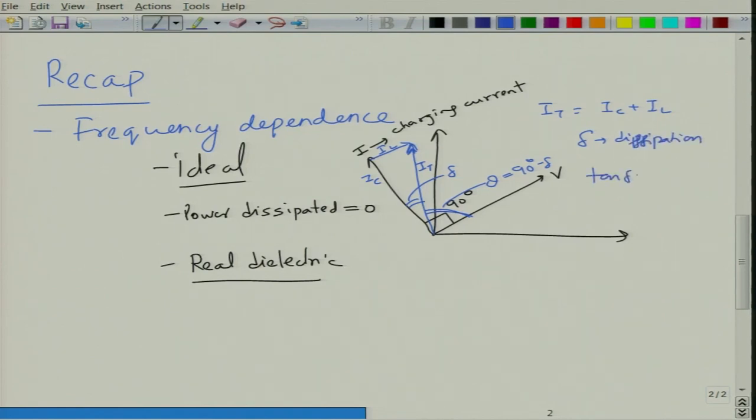So tan delta is basically equal to IL divided by IC, and what it represents is how much is the loss in a system. Basically what we said is, in an ideal dielectric, if you pump in Q1, you take out the same charge during the reverse cycle, so Q1 is equal to Q2, which means there are no losses of charges. But in case of real dielectric, you will have loss of charges through mechanisms such as leakage, ohmic loss or non-ohmic losses. We will see what they are.